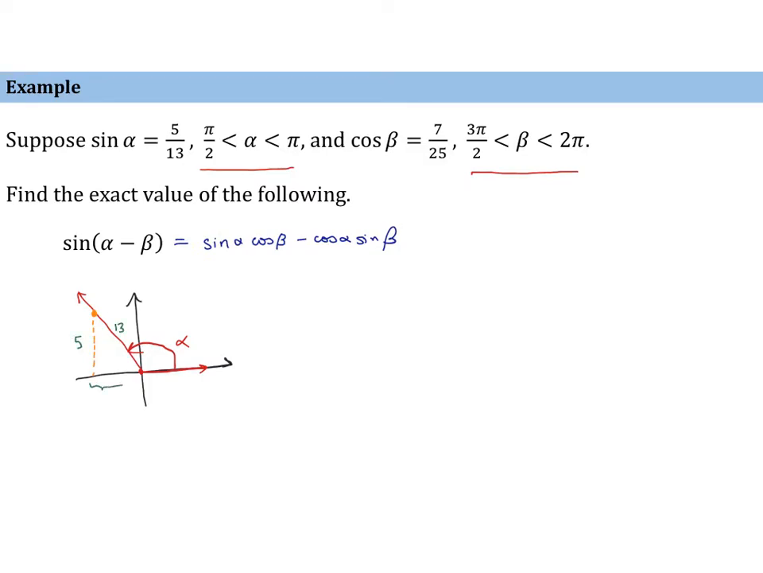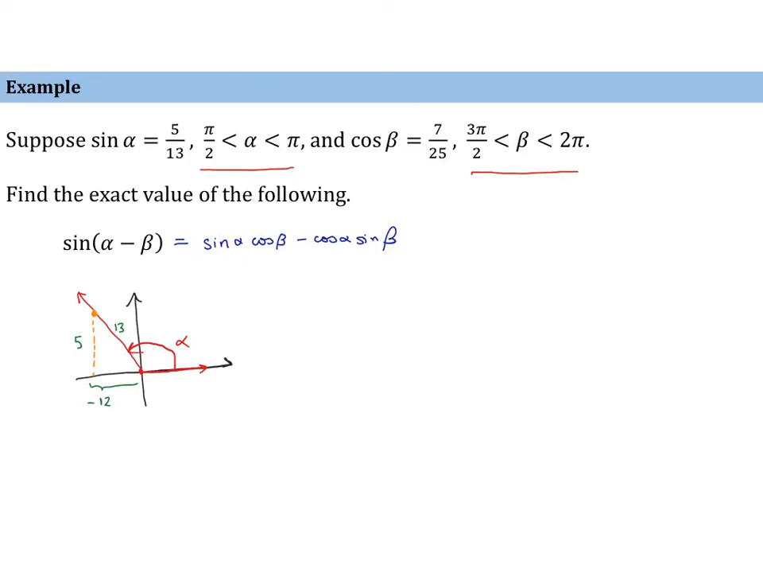So we can use our Pythagorean theorem, or the fact that 5, 12, 13 is a Pythagorean triple, and we know that to complete that Pythagorean triple we have 12, but then because it's on the negative x-axis, we can make that a negative 12.